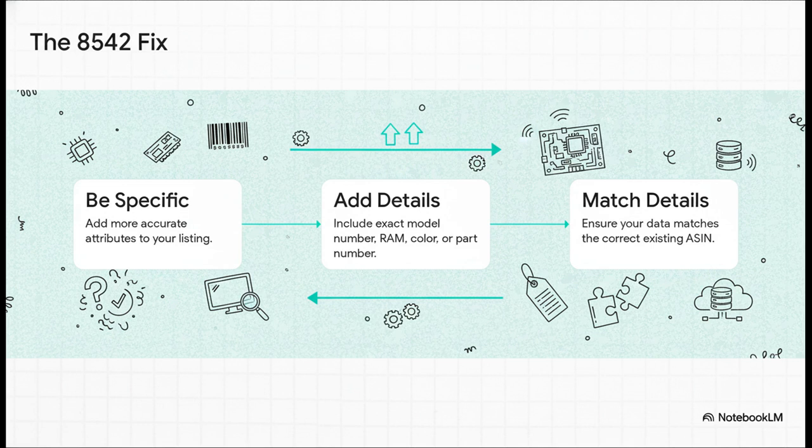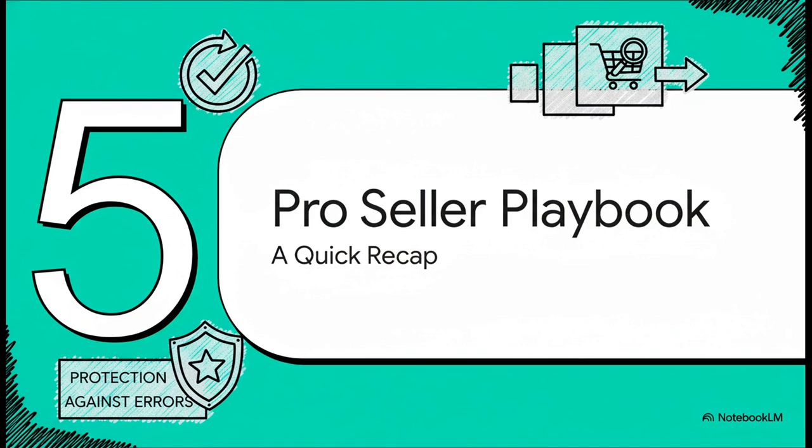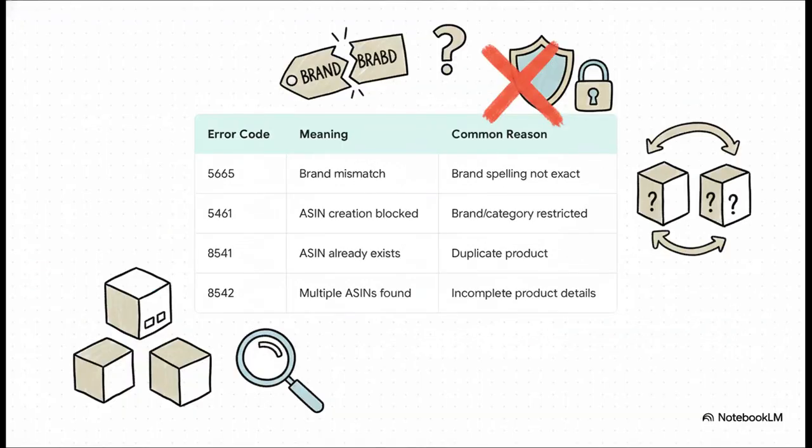All right, we've walked through the big fixes. Now, let's pull all this together into a quick pro seller playbook that will help you stop fixing errors and actually start preventing them from ever happening. Think of this as your quick reference cheat sheet. So 5665, that's your exact brand name error. 5461, that's the permission error. And the duplicates are easy. 8541 means the page is definitely there, and 8542 means you need to add more detail to help find it.